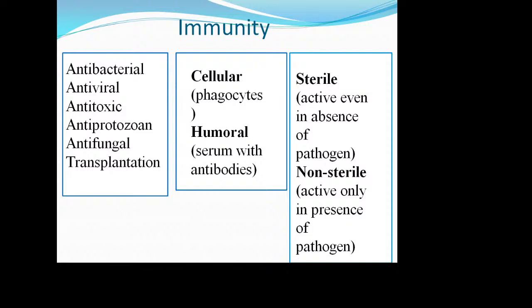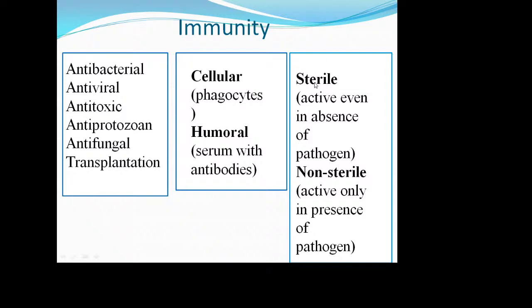Then, in another classification, we can divide immunity into cellular and humoral. I started to talk about it when I told you about the history of immunology, about Metchnikov and Paul Ehrlich. Cellular immunity includes activation of cells that are called phagocytes. So the main process of cellular immunity is phagocytosis. Humoral immunity includes antibodies in human serum.